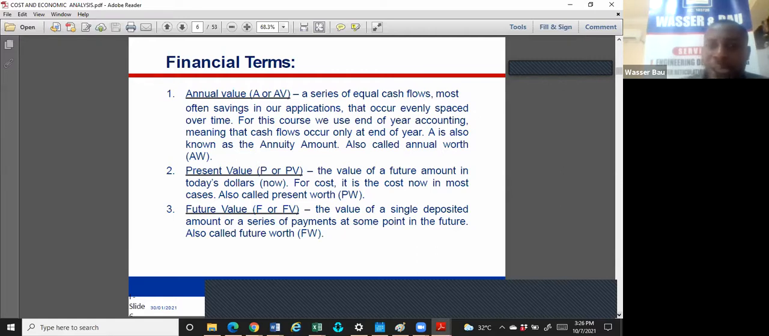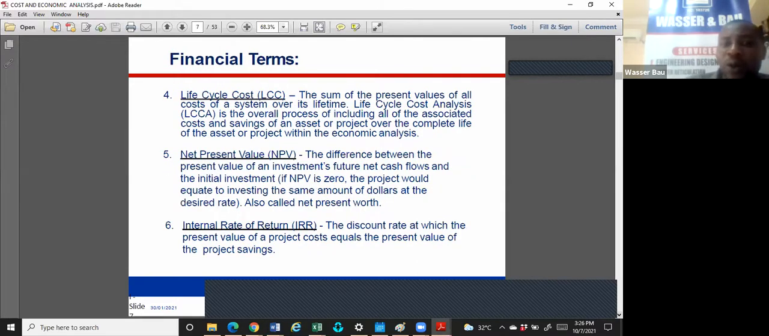Okay, so the third term is what we call life cycle costing, LCC. And it says the life cycle costing is the sum of the present value of all costs of a system over its lifespan. Life cycle cost analysis, LCCA, is the overall process of including all of the associated costs and savings of an asset or project over the complete life of the project or assets within the economic analysis. So that is what life cycle costing means.